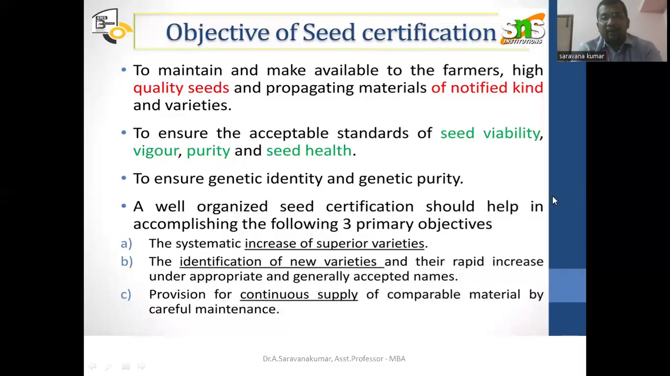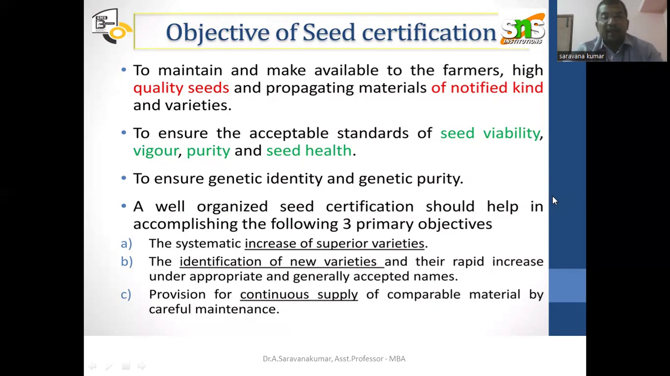Hi everyone. Today we are going to discuss the objectives of seed certification. To maintain and make available to the farmers high quality seeds and propagating materials of notified kind, to ensure the acceptable standards of seed viability, vigor, purity, and seed health.